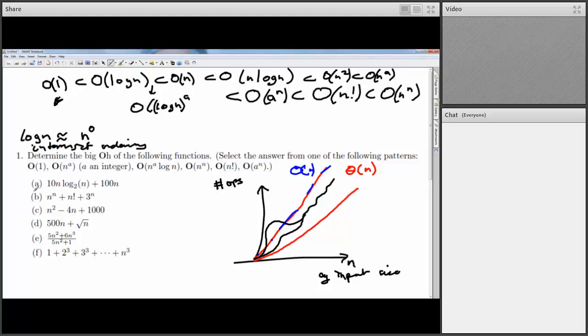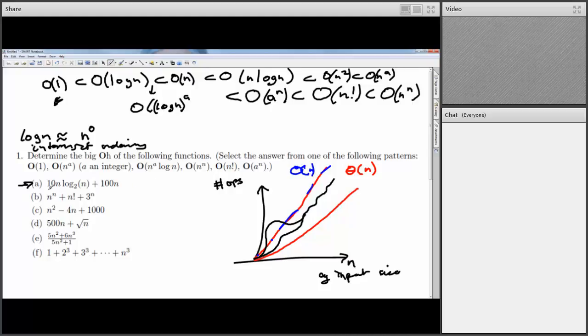So let's just do some questions. What I want to do is, for each of these, work out what the big O is. Big O is a bit rough. You can do big O's for lots of them, but it's useful just to have the basic class. So I've got a bunch of growth classes at the top, effectively. Let's work out which one each of these goes in.